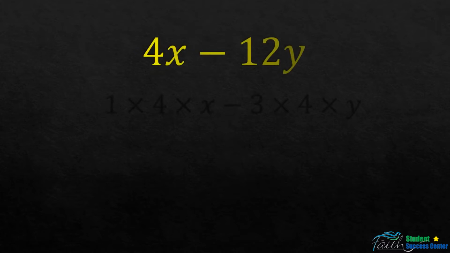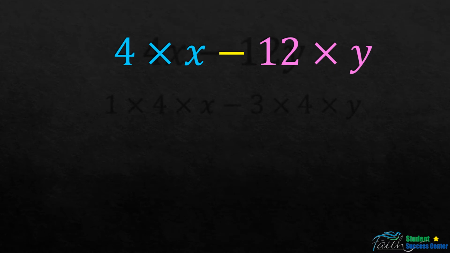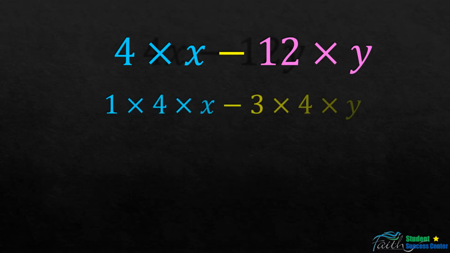I can give you 4x minus 12y. The first thing you would want to do is to expand your term. So I can say 4 times x minus 12 times y. Then we find the factors of 4 and the factors of 12. I decided to go with 1 times 4 times x and 3 times 4 times y. All I simply did was find two numbers that I can multiply to give me 4 and 12.